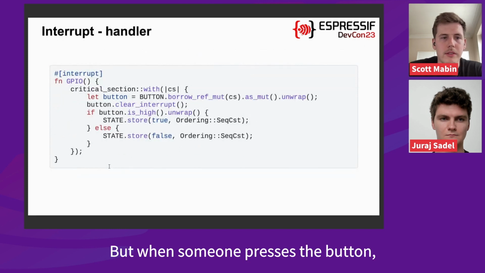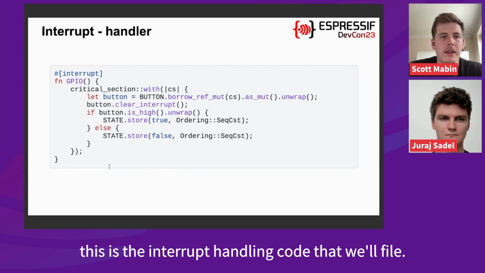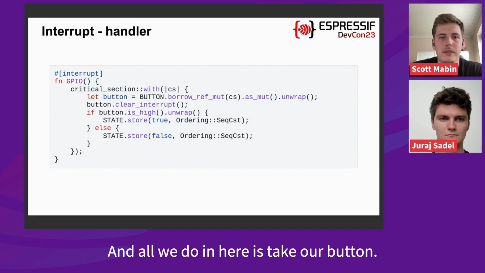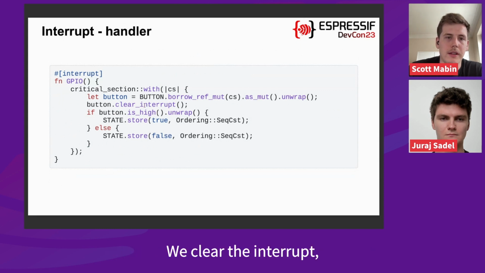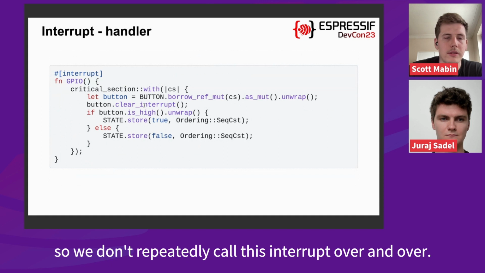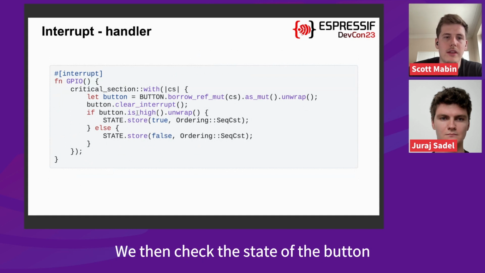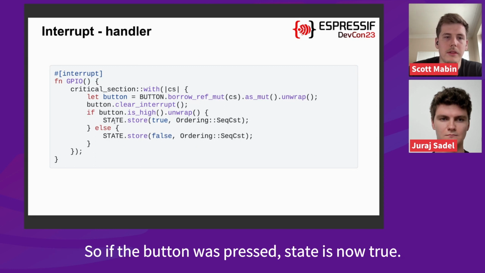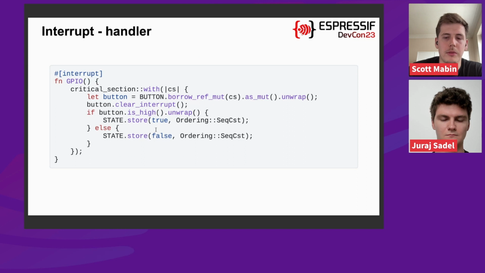So when someone presses the button, this is the interrupt handling code that will fire. So the hardware will run this code, and all we do in here is take our button, we clear the interrupt so we don't repeatedly call this interrupt over and over. We then check the state of the button, and then update our virtual state of the button inside here. So if the button was pressed, state is now true.